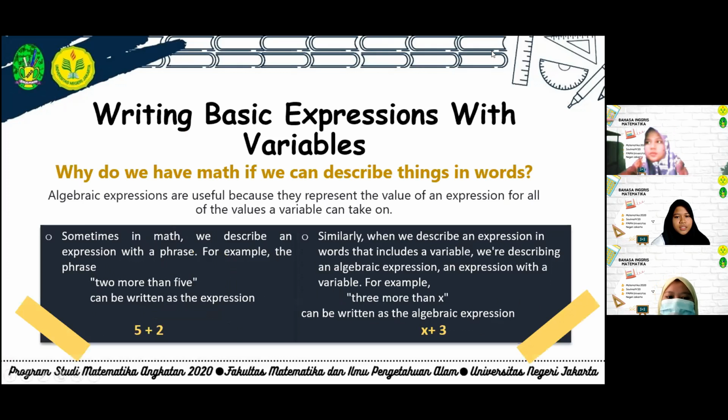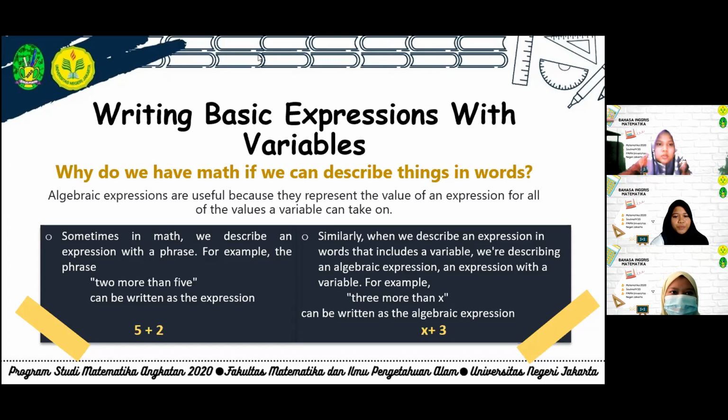Next. Writing basic expressions with variables. So why do we use math if we can describe things in words? Algebraic expressions are useful because they represent the value of an expression for all of the values the variable can take. Sometimes in math, we describe an expression with words. For example, "2 more than 5" can be written as the expression 5 plus 2.